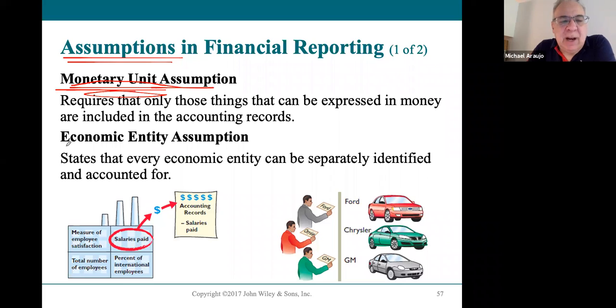Okay. We are also assuming that we're not mixing entities. We're keeping the books of everyone separate. Even though these are all car manufacturers, we're keeping these types of records separate and accounted for each company.